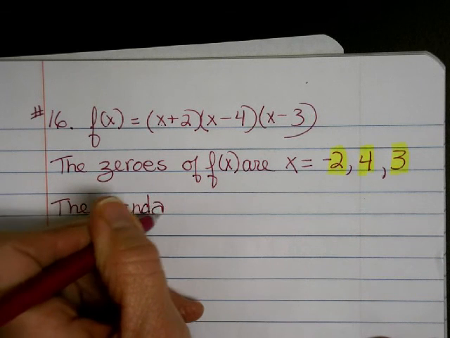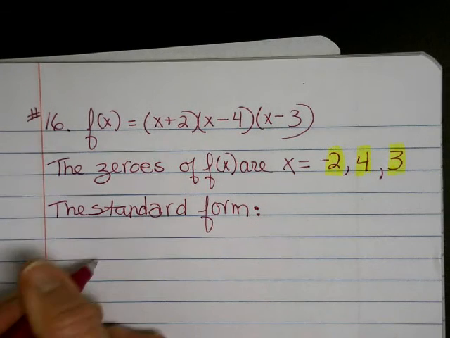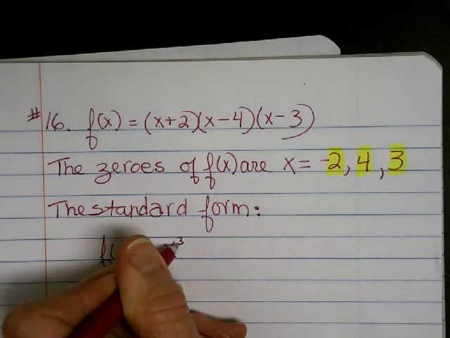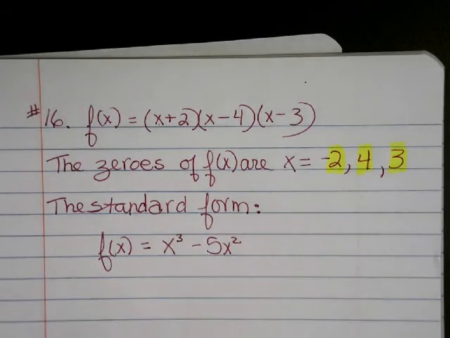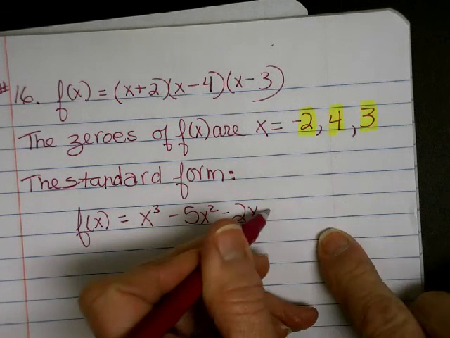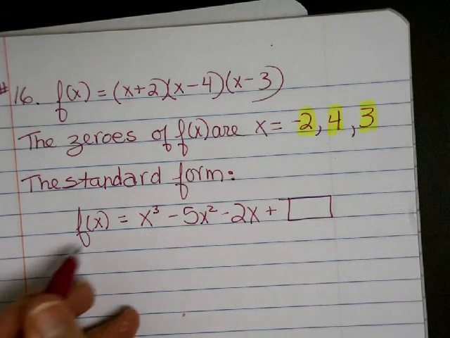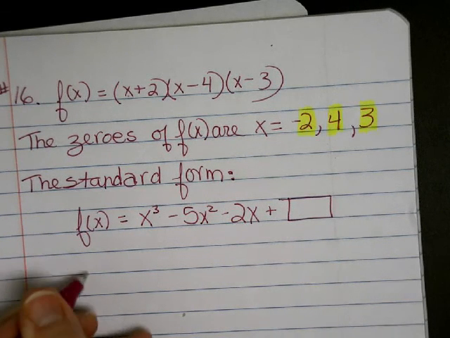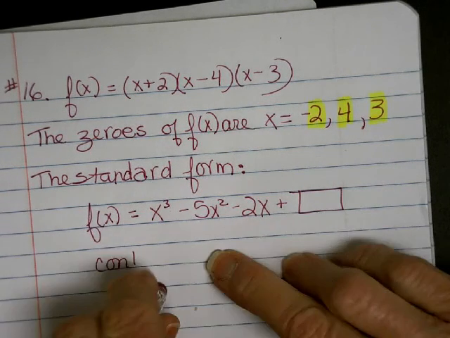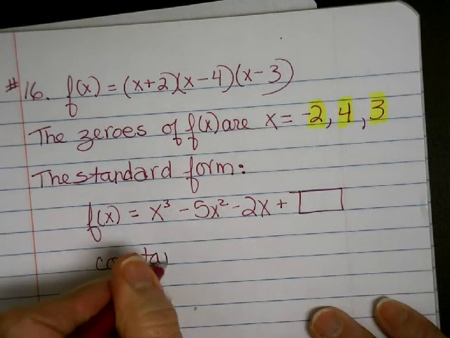Now the next part of the question wants you to go back to the standard form. They gave you the factored form. So the standard form, they did all the hard work. They have all the terms here, x cubed minus 5x squared, minus 2x, they did all the multiplication like you did last year. But they want you to fill in the constant term here because the zeros of all the factors are all the factors of the constant term.